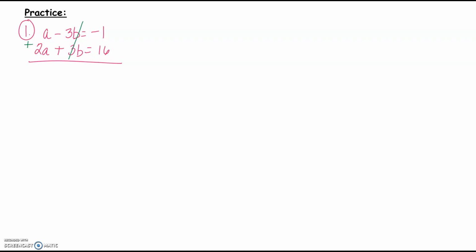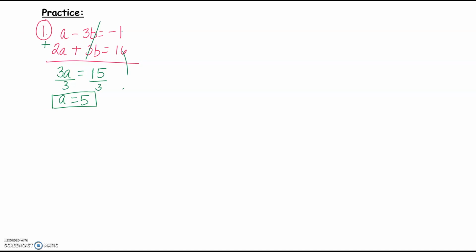Those go away. So now I have 1a plus 2a, that's 3a, equals -1 plus 16, which is +15. I divide by 3. And I get a equals 5. So now I have part of my solution. I have a. You can choose to put a into either equation. It really does not matter. I'm going to stick it into the second equation.